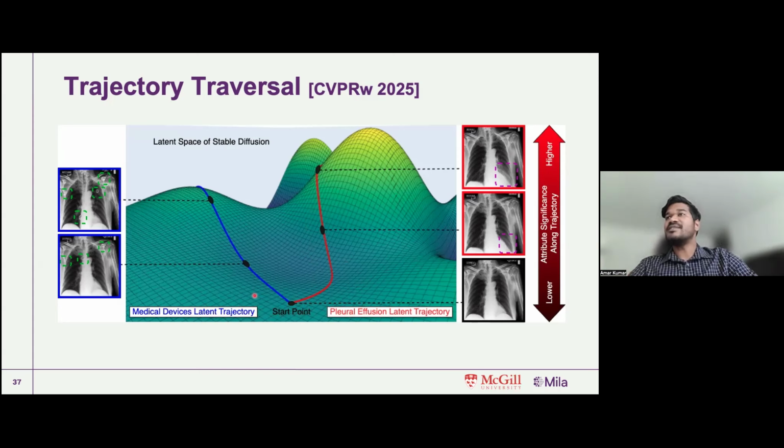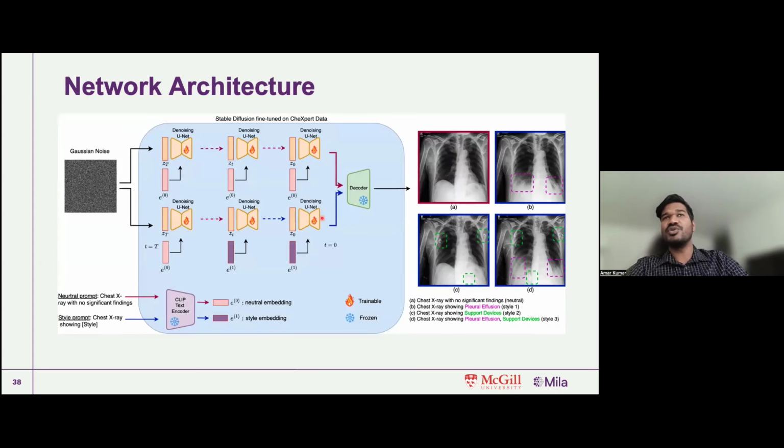What we want is, as we move along this trajectory, we should be able to control the attribute that we want. So essentially what we are trying to do here is make sure that along each of these trajectories, we should be able to modify some of these artifacts. The way this was done is shown over here.